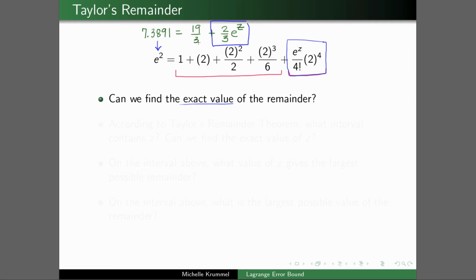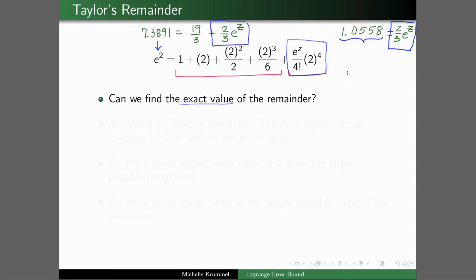If we subtract 19/3 on both sides of the equation, we get 1.0558 equals 2/3 e to the power z. And 2/3 e to the power z is the exact value of our remainder. So are we able to find the exact value? Well, not quite, but we can get a decimal approximation very easily, accurate to 3 places.